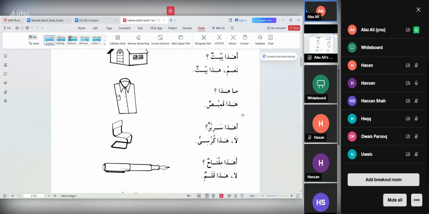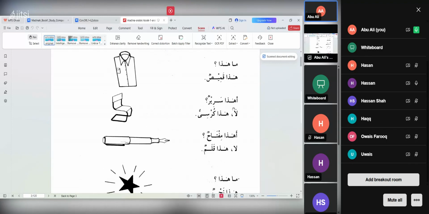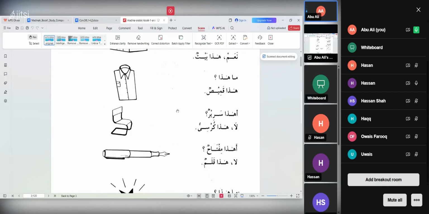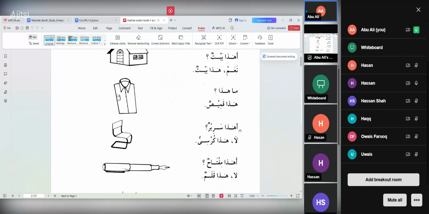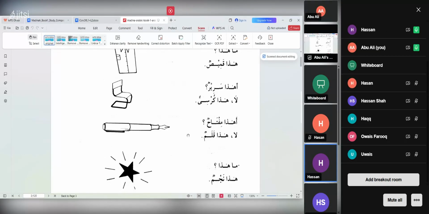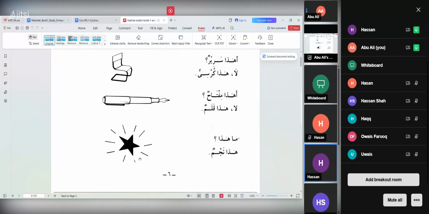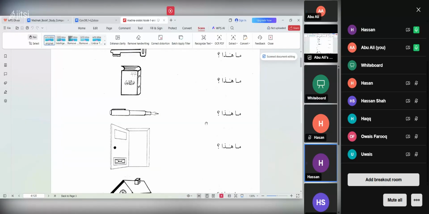ما هذا؟ هذا قميص. It's still a nominative sentence, مبتدأ وخبر. It's not that deep. لا هذا كرسي. This is a chair. It's the same form as the previous answer, but he replaced نعم, yes, with لا, no. هذا مفتاح. No, this is هذا قلم. ما هذا؟ هذا نجم. Okay, excellent.